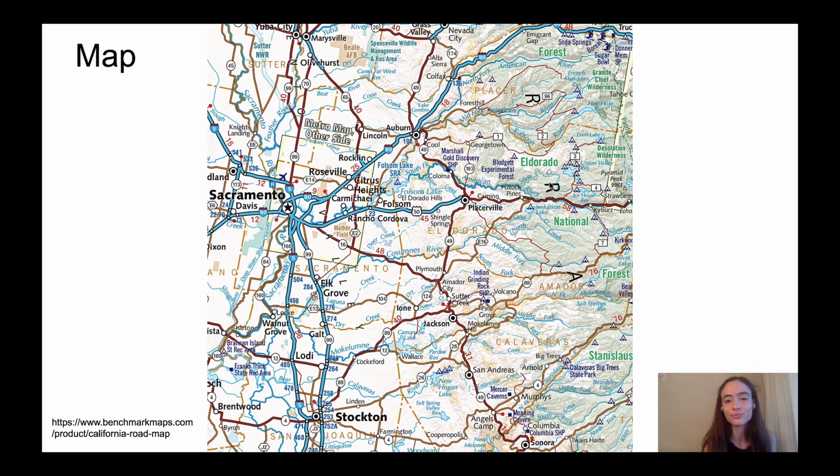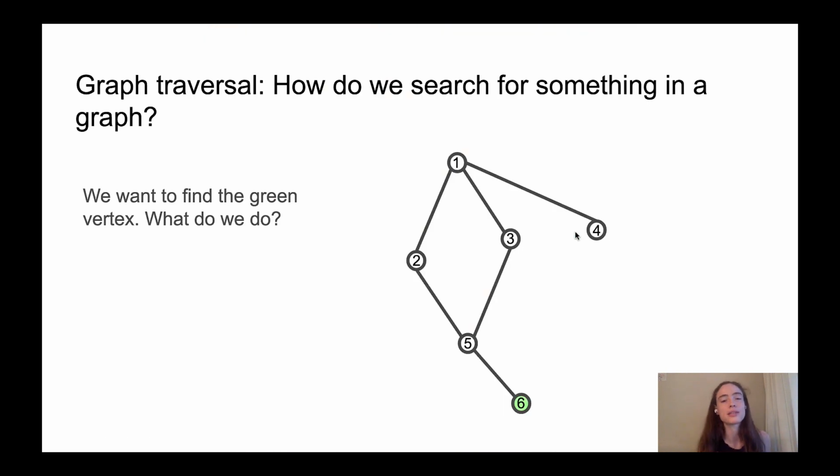So one of the most basic things we want to do with graphs is graph traversal, which is essentially exploring the graph and maybe finding specific vertices in the graph. So if we have this example and we want to find the green vertex, what do we do? Of course, when we're just looking at the image, it's really easy to see. But if we can't look at everything at the same time, you can imagine just iterating through a list of all the vertices and checking which is the green one.